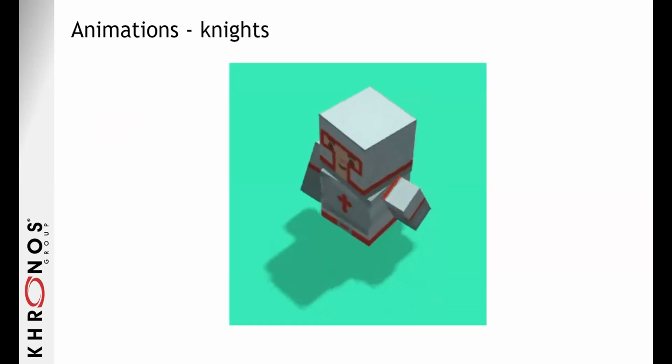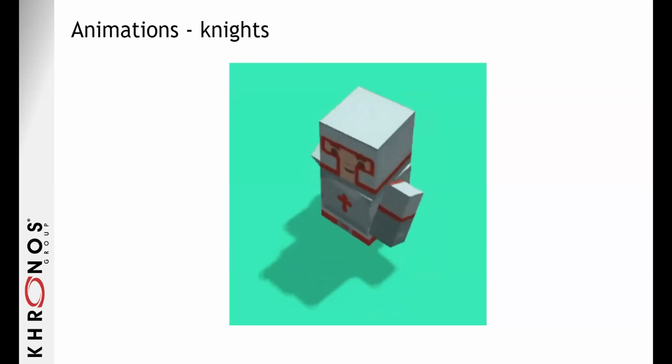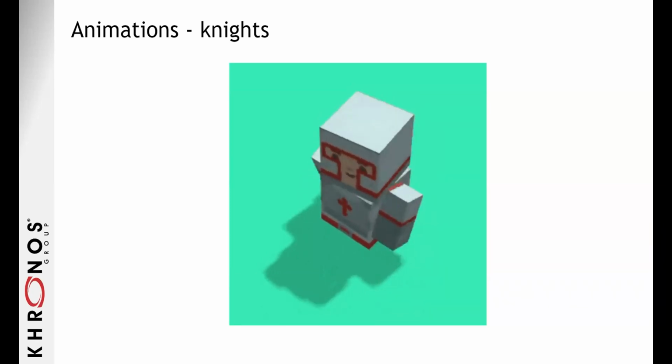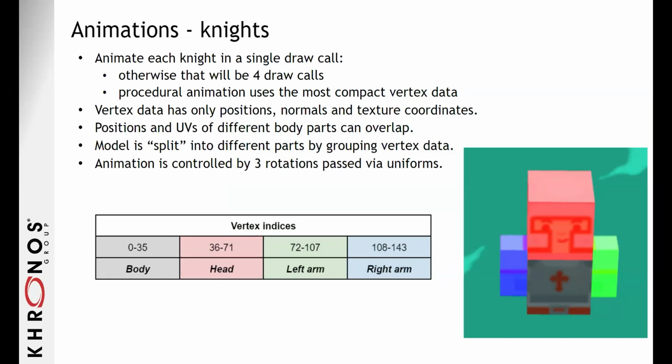First, let's take a look at the animated knight characters. The model of this knight is very low poly, which makes it easier to animate procedurally. Knights are animated in shader to reduce draw calls, otherwise it would be 4 separate draw calls for each body part to animate it. Other benefits of the procedural animation approach are that it uses more compact vertex data and provides better control over animation compared to baked solutions.